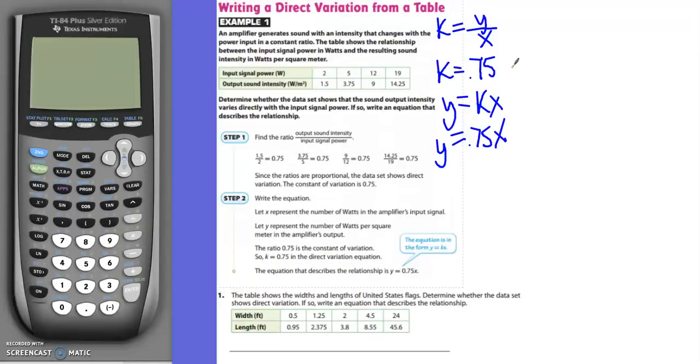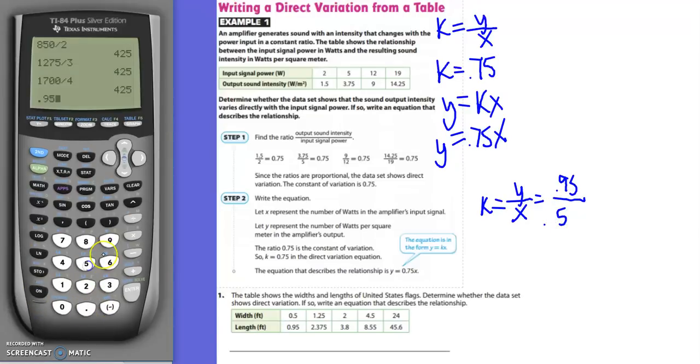Let's take a look at number 1. The table shows the widths and lengths of the United States flag. Describe whether the data set shows direct variation. If so, write an equation that describes the relationship. Okay, so if I want to do k is y divided by x, I have 0.95 divided by 0.5. 0.95 divided by 0.5 is 1.9.